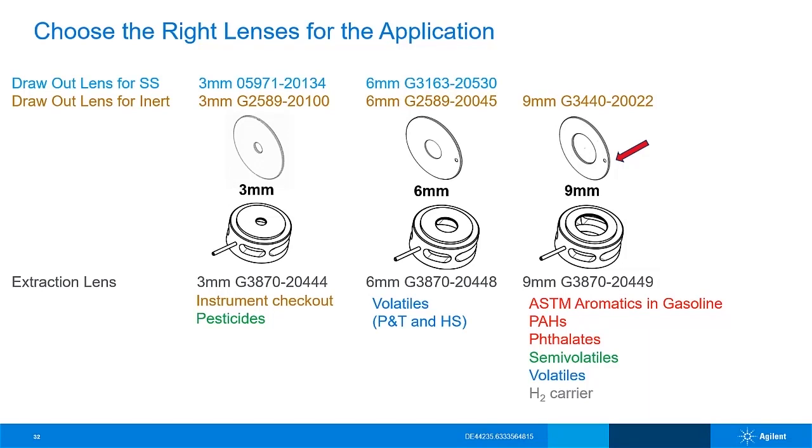Now there are draw-out plates for stainless steel sources and different ones for the inert sources. The inert draw-out plates are indicated with a small dimple in each lens, the 3, 6, and 9 millimeter, and that's pointed out with the red arrow on the 9 millimeter draw-out plate on this slide. Now if you have both stainless steel and inert sources in your lab, remember to keep the different style parts separate. Inert parts should not be mixed with stainless steel parts, since that could cause different results in your chromatograms than expected.